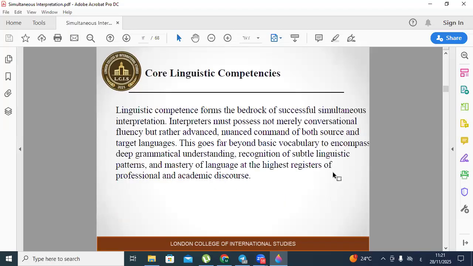Now let's go to core linguistic competencies introduction. Linguistic competence forms the bedrock of successful simultaneous interpretation. Interpreters must possess not merely conversational fluency, but rather advanced, nuanced command of both source and target languages. This goes far beyond basic vocabulary to encompass deep grammatical understanding, recognition of subtle linguistic patterns, and the mastery of language at the highest registers of professional and academic discourse.